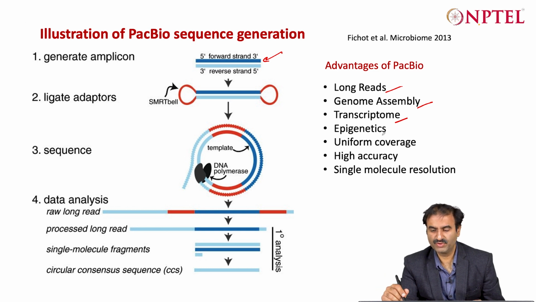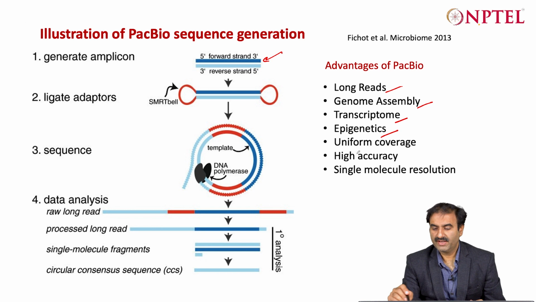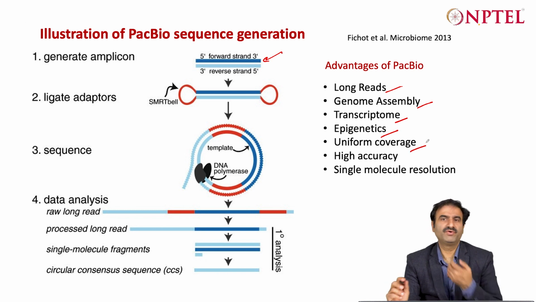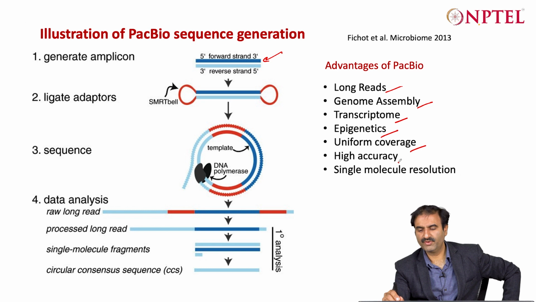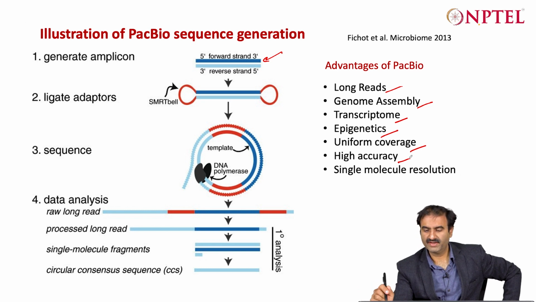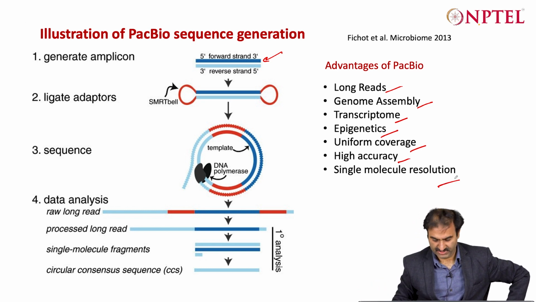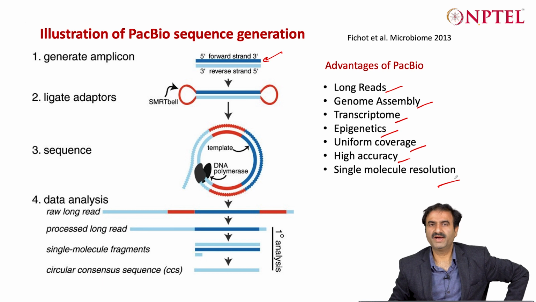So it is very good for transcriptomics or epigenetics, because it can also capture the methylation status of the DNA, right? And it gives you good uniform coverage. It is not biased by GC rich regions, which may happen due to the amplification step. Accuracy is improving these days, and single molecule resolution is also there, but the cost may be higher at this point of time. The instrument is also expensive.